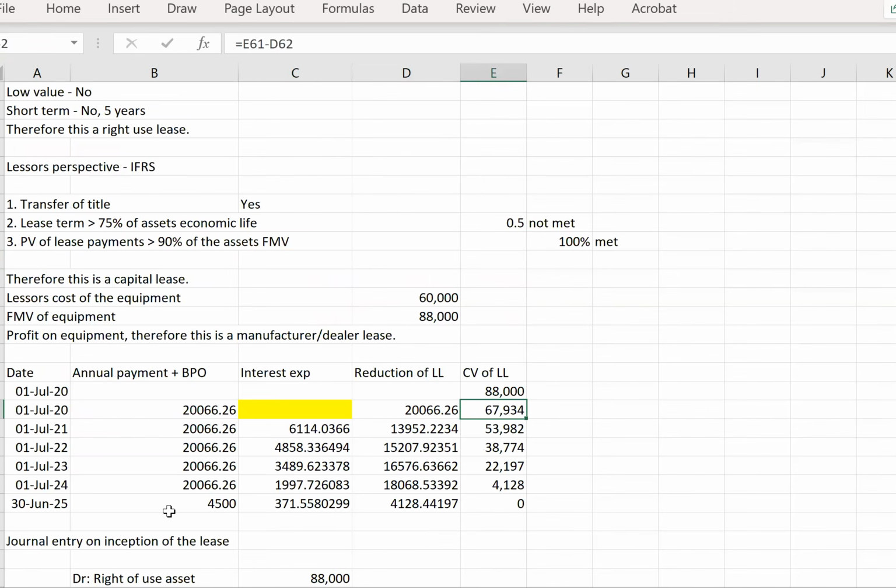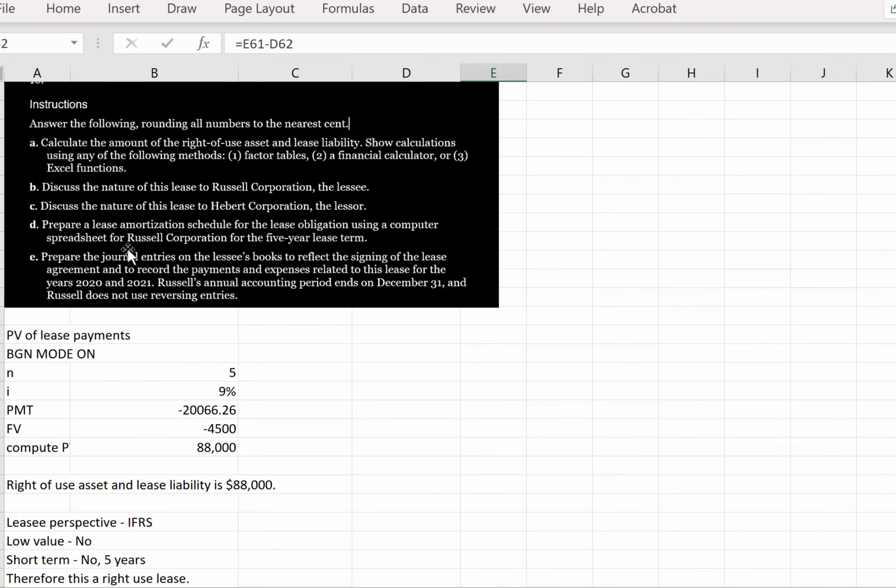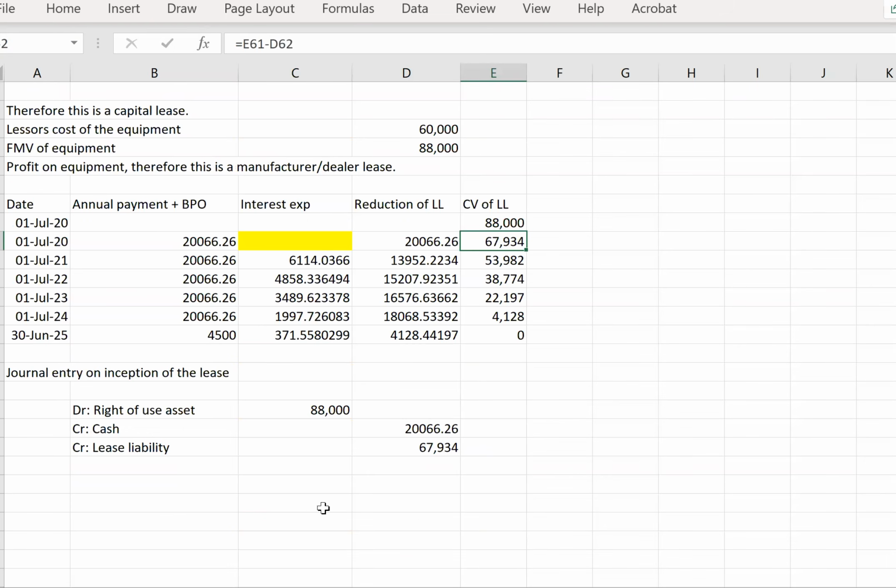Okay, so now we're asked to do in the question, we did the amortization. Now we're asked to prepare the journal entries to reflect the signing of the lease agreement and to record the payments and expenses related to this lease for the years 2020 and 2021. So for 2020, December 31st, adjusting journal entries. Now, normally we would always have 2 adjusting entries. We're going to have one, which is going to be interest expense, and the other is going to be depreciation expense on the right of use asset.